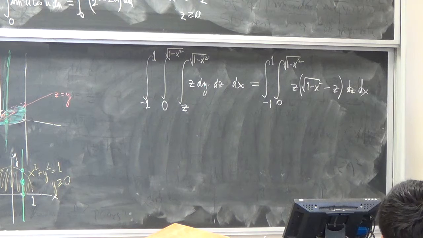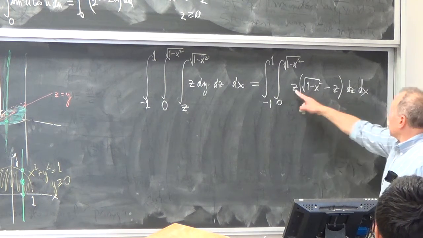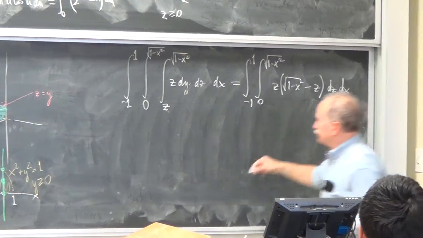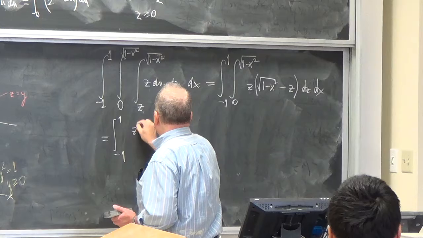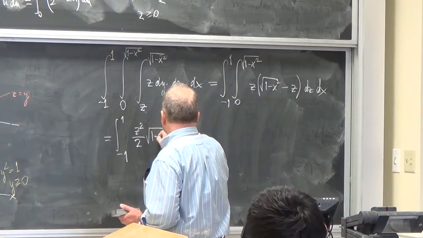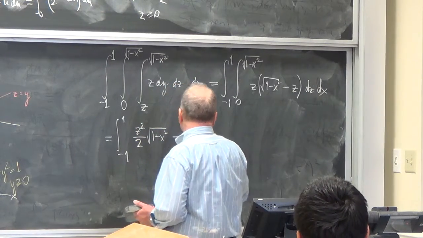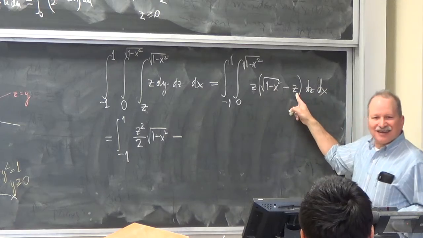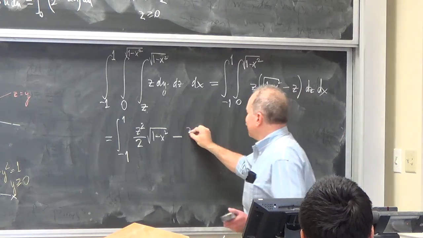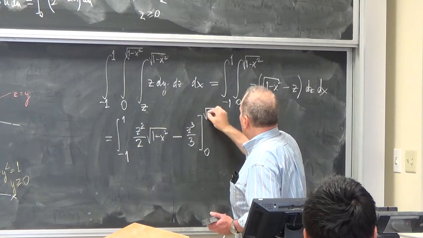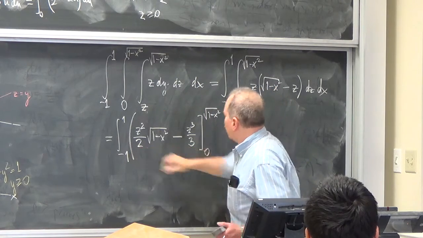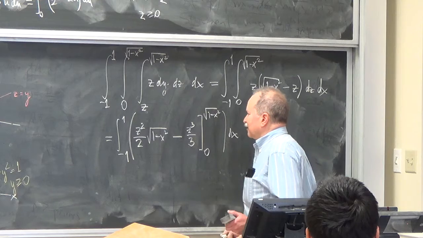We're going to end up with pretty much the same integral, I think, that we had before. So the inner integral, we're going to get a z squared over 2 times the square root of 1 minus x squared minus the integral of z squared. And z goes from 0 to the square root of 1 minus x squared. And then I integrate dx.